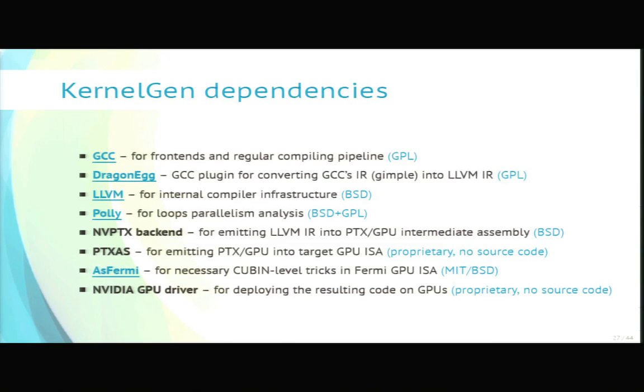So here, GCC and DragonEgg are two tools we use on the front-end side to convert the high-level language into the LLVM internal representation. LLVM optimizations, polyhedral analysis, and our own runtime library are used to analyze parallel loops. And NVIDIA's NVPTX backend, also part of LLVM, is used to emit the PTX assembly from the final version of the LLVM code. And then it is passed to the CUDA driver stack.